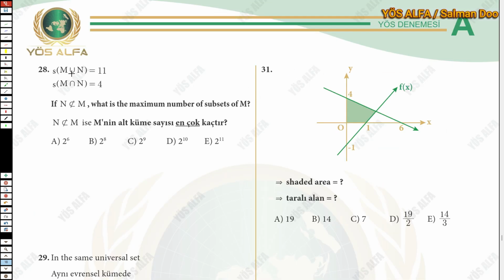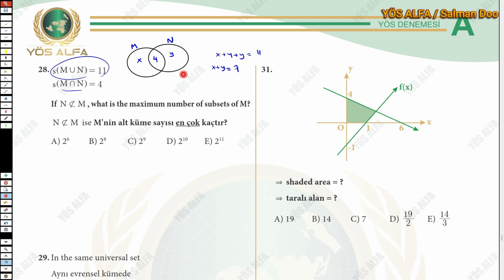28. We have two sets, M and N. Let's say this is M and this one is N. The intersection of the two sets is 4, and the number of elements of the union of the two sets is 11. So let's say this is x and this is y. To write down this equation, x plus 4 plus y is equal to 11. So this is the union of M and N. So from here we have x plus y is equal to 7.